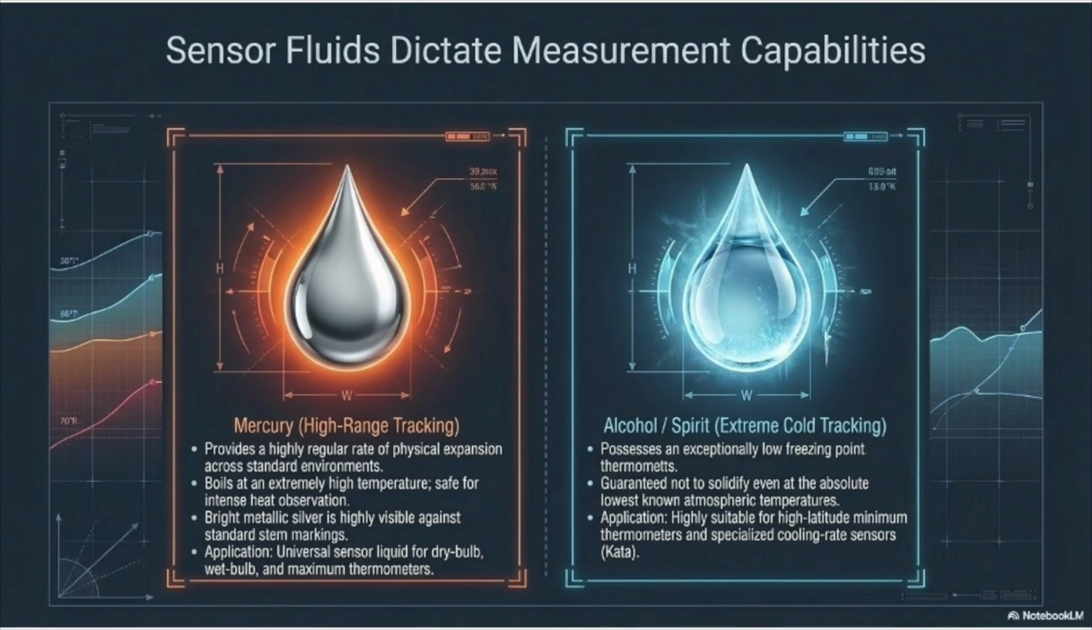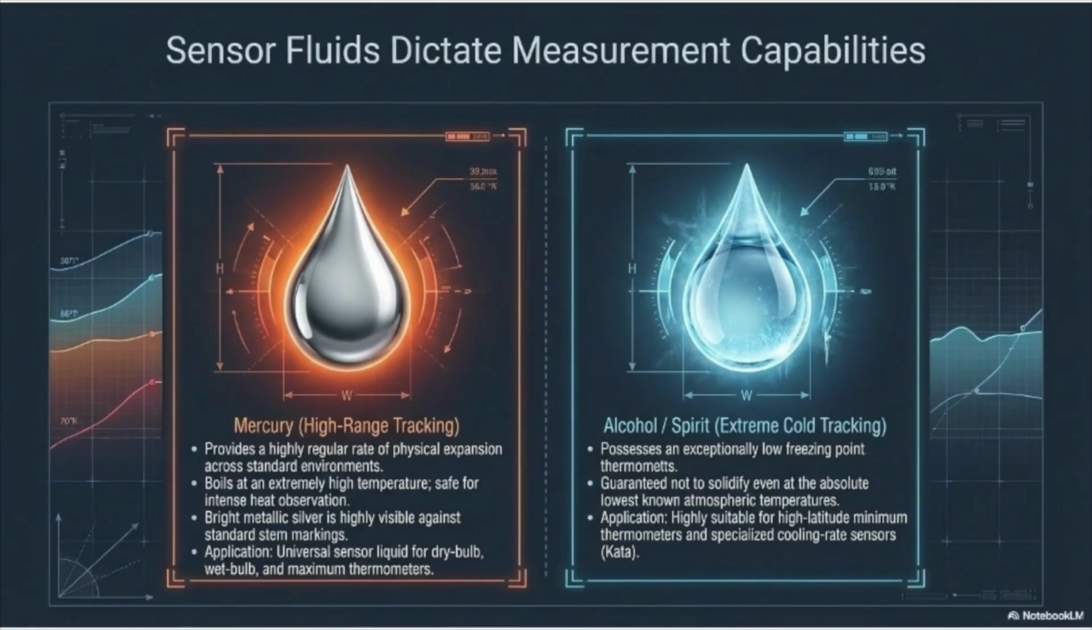The fluids used inside thermometers also dictate their measurement capabilities. Mercury is used for high range tracking since it provides a highly regular rate of physical expansion across standard environments, and it boils at an extremely high temperature, making it safe for intense heat observation. Its bright metallic silver color is also highly visible against standard STEM markings, making it the universal sensor liquid for dry bulb, wet bulb, and maximum thermometers.